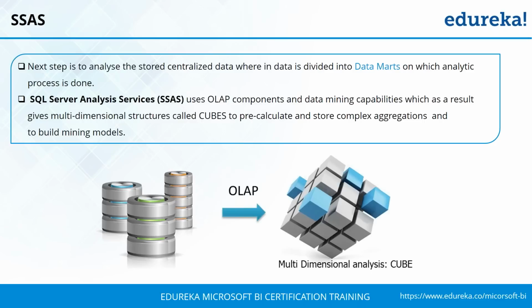If you have customer related data, those will have only customer related data. So that's a customer data mart. If you have accounts related data, those will have only account related data. That's in the account data mart. Segregating our data, creating different groups, those are called data marts. Okay, now once a data mart is created, SSAS uses OLAP components and data mining capabilities, which are a result of a multi-dimensional structure called cubes, which pre-calculates and stores complex aggregations to build mining models. Here you can use your cube and you can build your data mining operations.